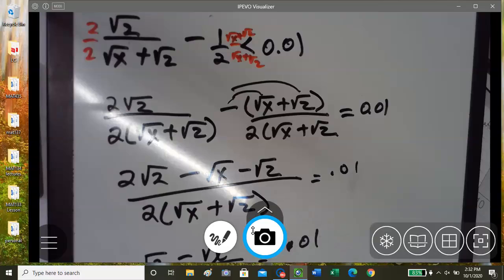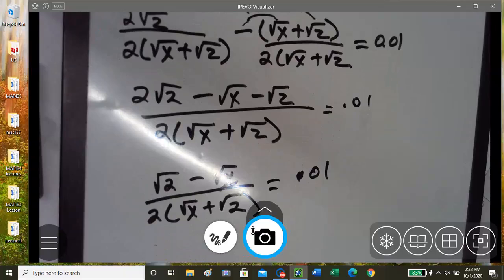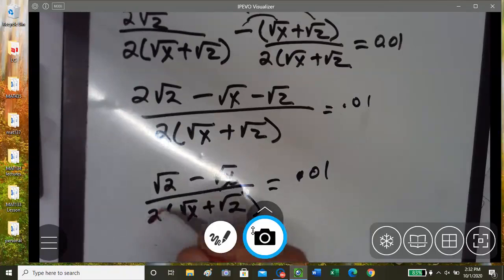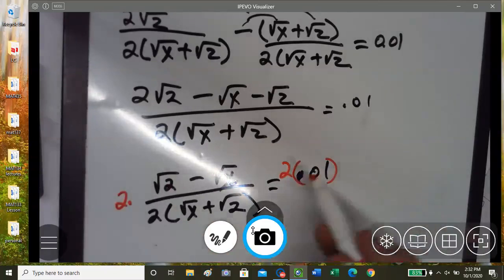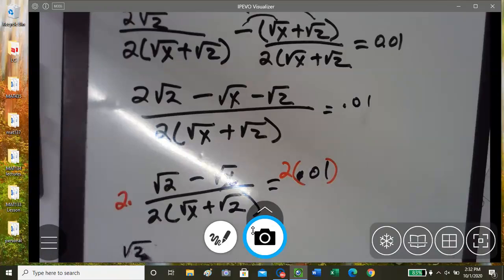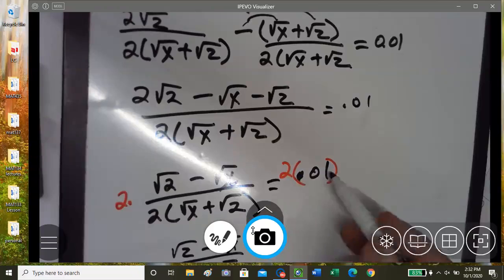All right, so from here, we want to multiply out the denominator. So we want to get rid of that 2, so we're going to multiply 2 to both sides. And so that gives us square root of 2 minus the square root of x over square root of x plus the square root of 2 equals to 2 times 0.01 is 0.02.